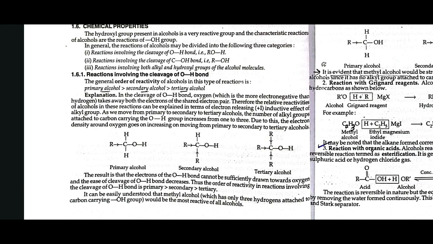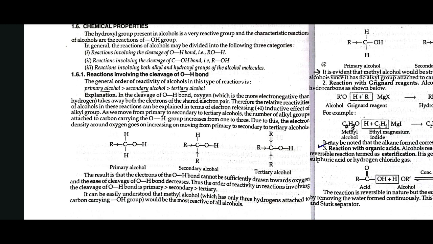First, reactions involving the cleavage of the O-H bond. In general, the order of reactivity of alcohol in this type of reaction is primary alcohol, then secondary alcohol, then tertiary alcohol. Explanation. In the cleavage of the O-H bond, oxygen, which is more electronegative than hydrogen, takes away both the electrons of the shared electron pair. Therefore, relative reactivities of alcohols in these reactions can be explained in terms of the electron-releasing plus I inductive effect of the alkyl group.